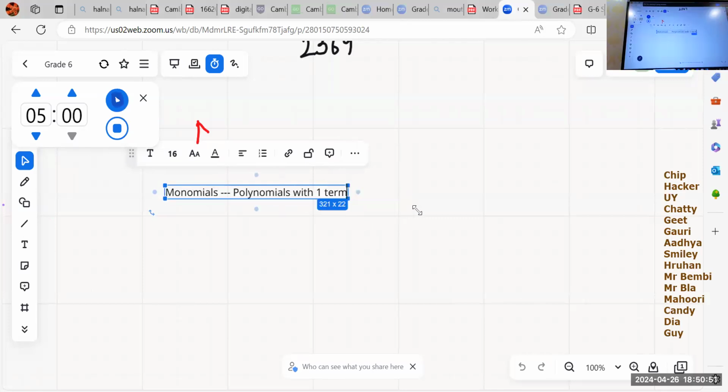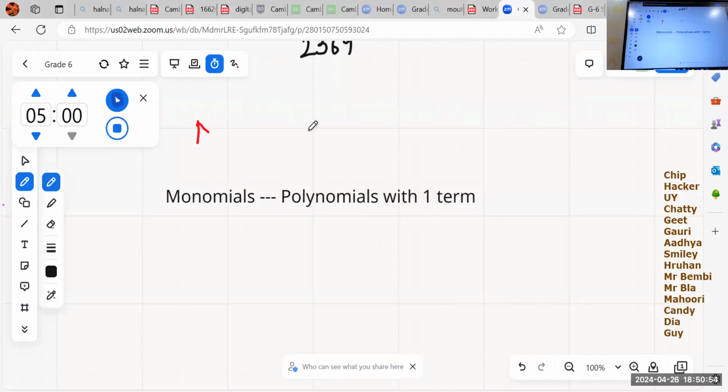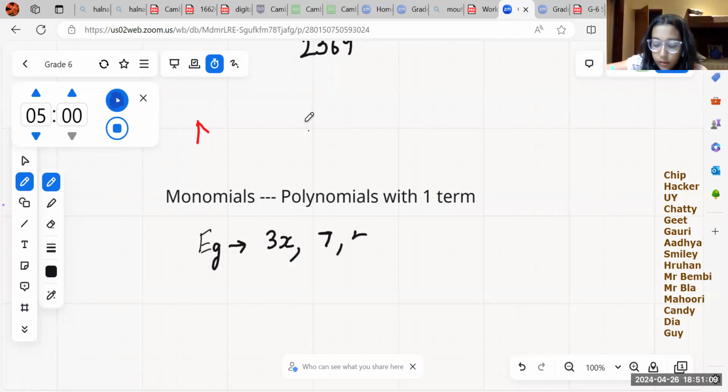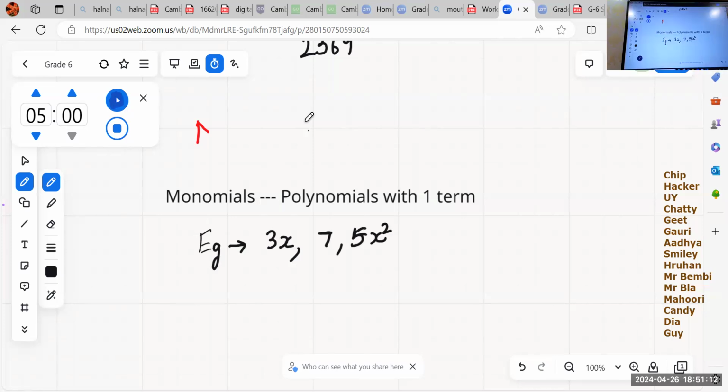Should I open a PPT or should I explain like this only? I will give an example. For example, what is a polynomial? Like 3x is one term, 7 is one term, 7 is a constant. 5x square again one term. 7x square again one term. 10x cube again one term. So these are monomials.